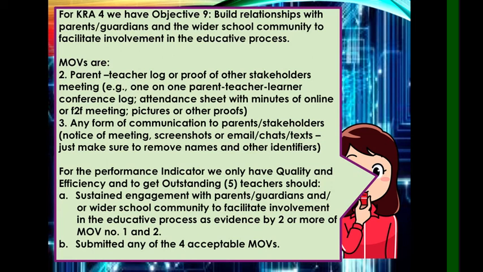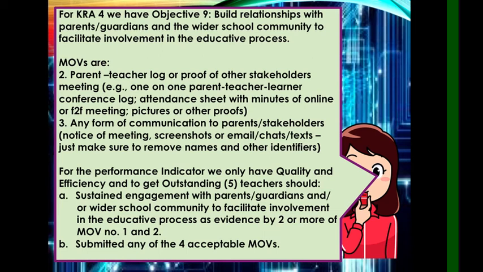For number 3, any form of communication with parents or stakeholders, such as a notice of meeting, or screenshots of email, chat, or text. Just make sure to remove names and other identifiers. If you have an email with your parents, you can use that as evidence. Just make a screenshot and remove their names and other identifiers like their cell phone numbers, so that they cannot be identified and to achieve the confidentiality of every detail.